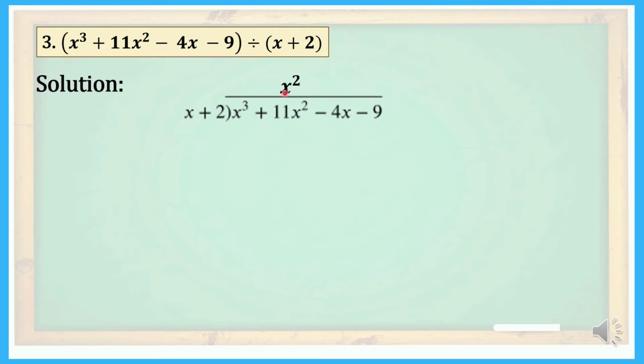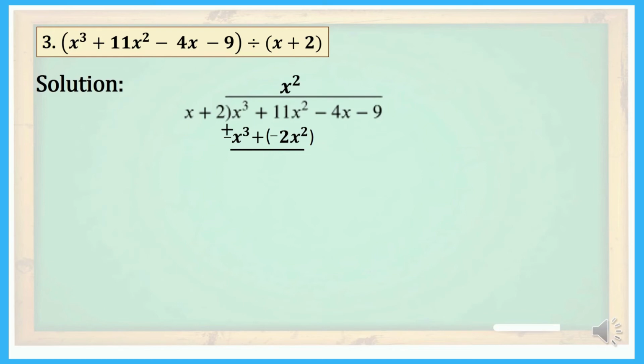Then multiply x squared to our divisor. So x squared times x is x cubed. Then x squared times 2 is positive 2x squared. Then proceed to subtraction. Then, since it is subtraction, change the sign of the subtrahend. Your subtrahend is x cubed plus 2x squared. So change the sign of the subtrahend. X cubed will become negative x cubed, and positive 2x squared will become negative 2x squared. Then proceed to addition. After changing the sign of the subtrahend, proceed to addition. Then do the addition process.